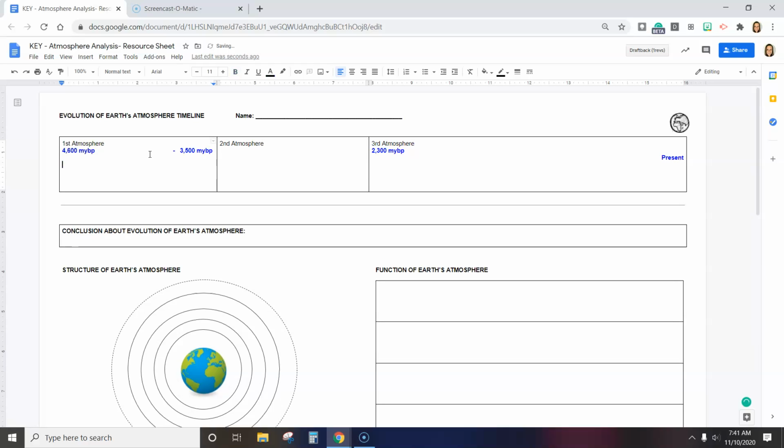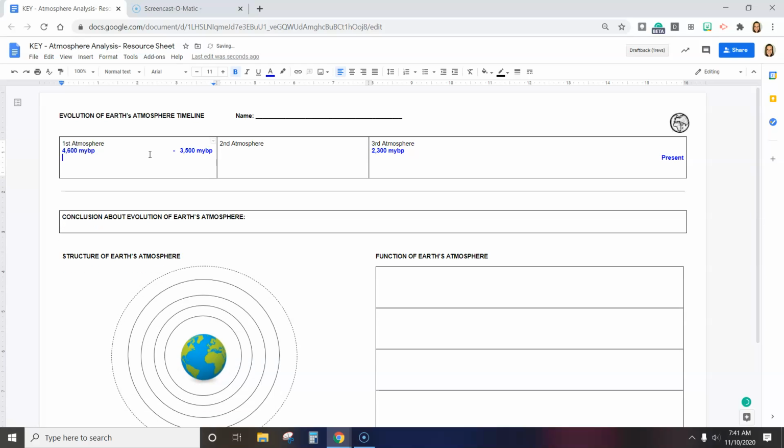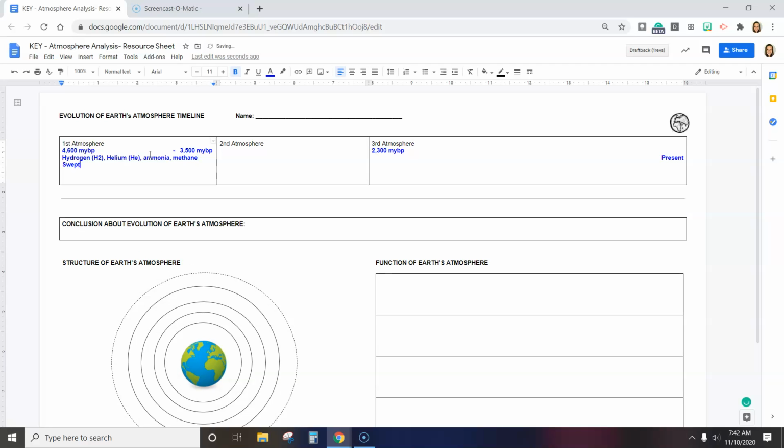And in this atmosphere, the gases were hydrogen, H2, helium, He. These are really tiny gases that are in our atmosphere. Then we had some ammonia and methane. Now, these gases are not great gases for life, and there was no life at this time. It was really, really hot. Those gases were here at the formation of Earth, and we believe that they were swept away by solar wind.